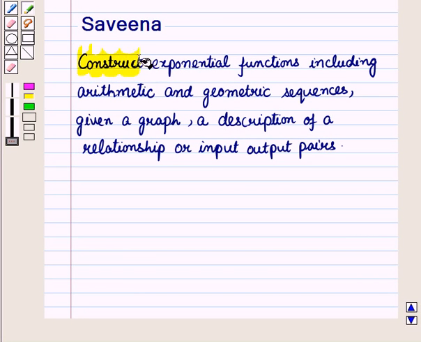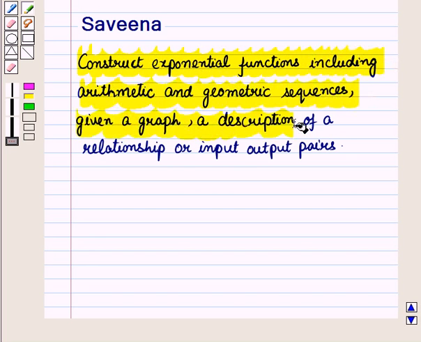In this session, we'll discuss how to construct exponential functions from a graph, table, or description of a relationship.